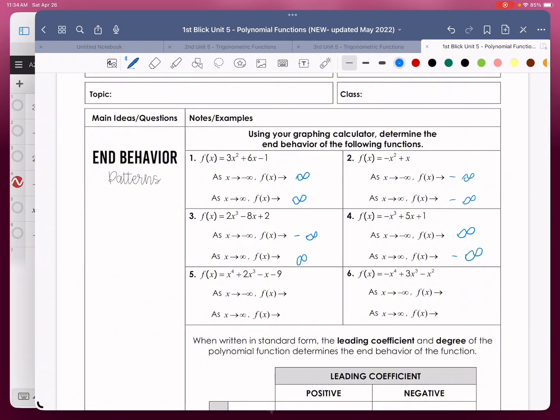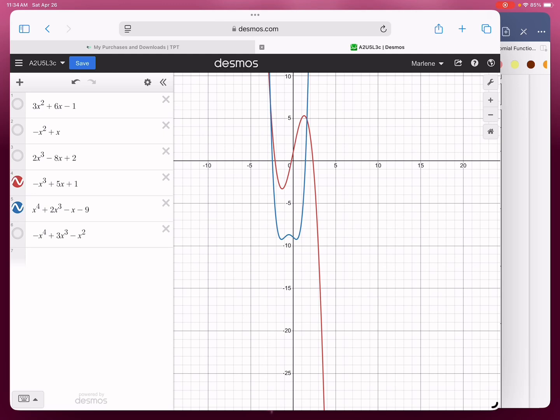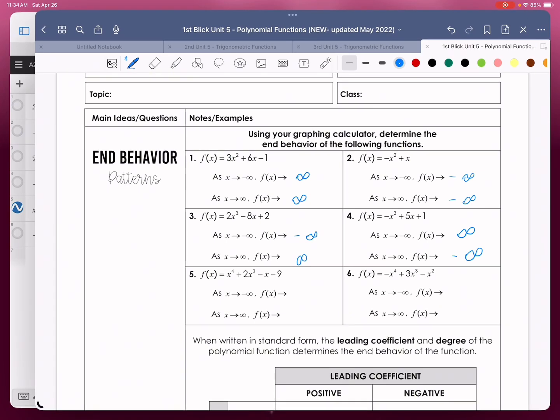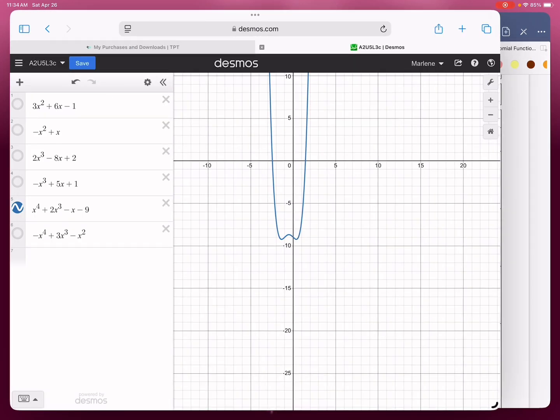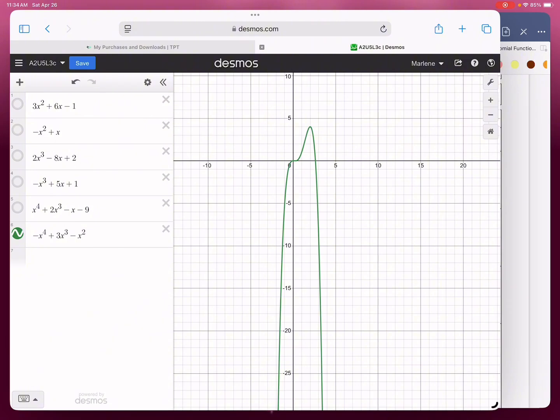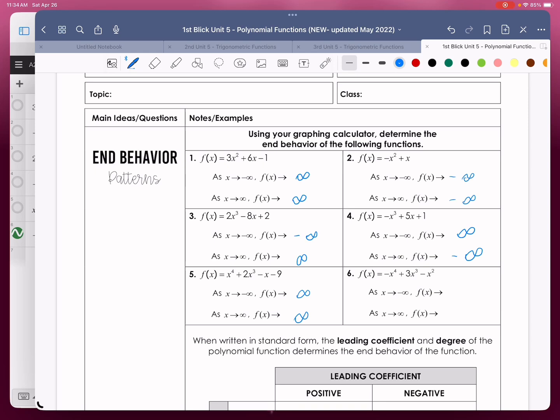All right, now let's look at the next one. Let's pay attention to the end behaviors. Both ends are going up in the positive direction. So as it goes towards negative infinity, that's positive. And as it went towards positive infinity, it was still positive. Okay, now our last graph looks like this. Both ends are going down. So as it went from negative infinity, it went to negative infinity, and as it headed towards positive infinity, the end headed towards negative infinity.